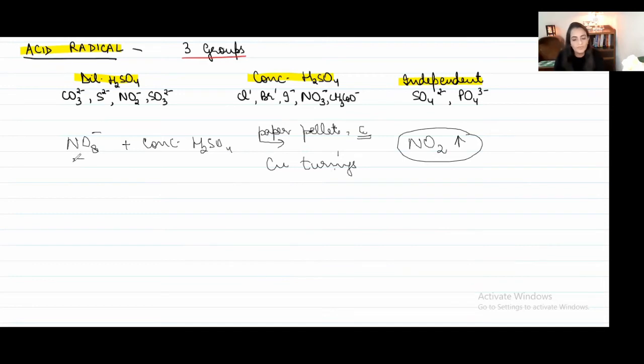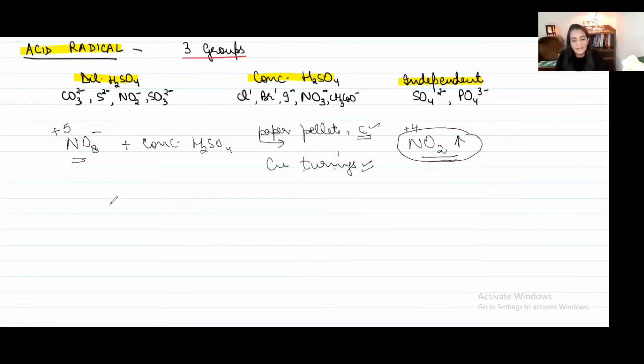So be patient with this test. Sometimes when you add concentrated sulfuric acid directly, liberation of brown colored NO2 is not observed. Clear? You need to warm it a bit and then you need to add paper pellet or copper turning. What is the purpose of these? These act like reducing agents, helping to reduce the nitrate ion to NO2. We basically make the process faster and more visible. So once this observation is seen, we'll go ahead and proceed with the confirmatory test for nitrate ion.